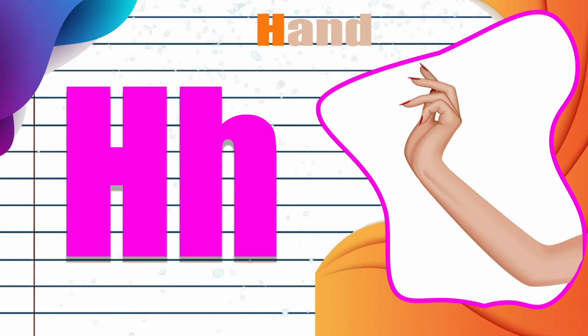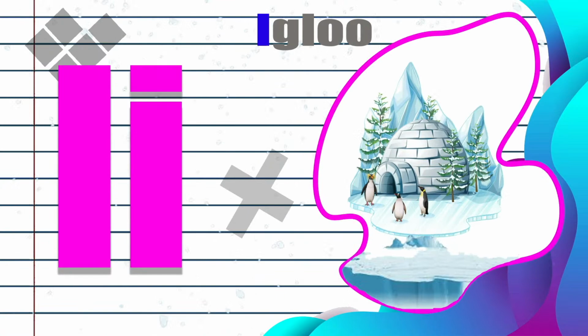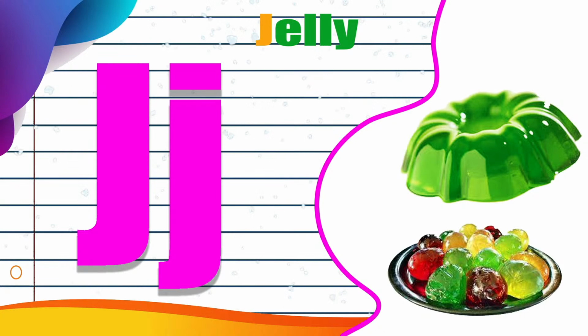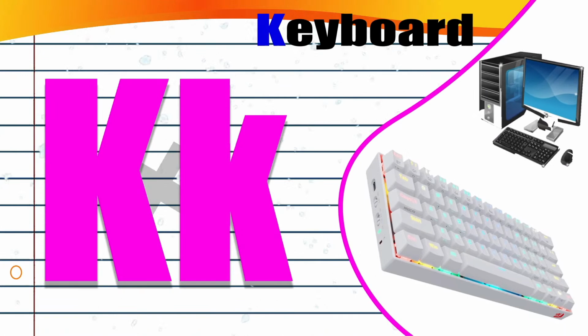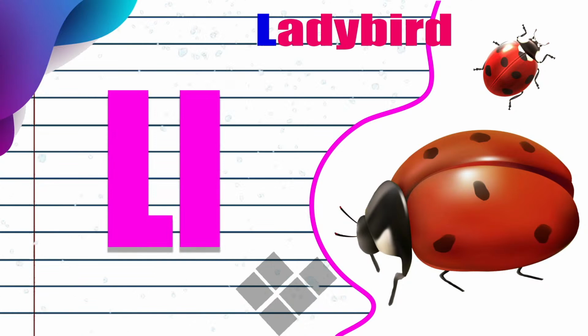I is for igloo. Igloo. I. Igloo. J is for jelly. Jelly. J. Jelly. K is for keyboard. Keyboard. K. Keyboard. L is for ladybug. Ladybird. L. Ladybird.